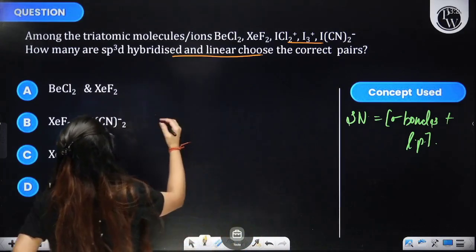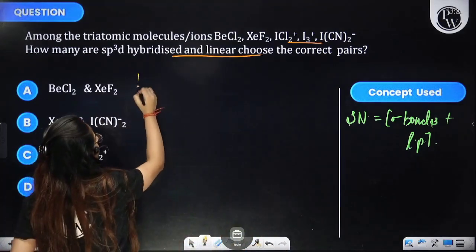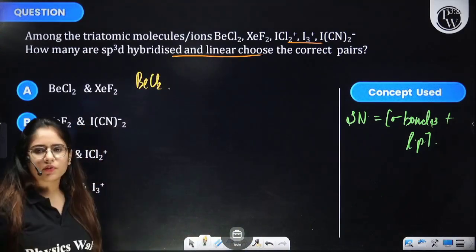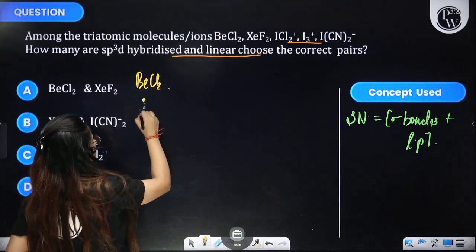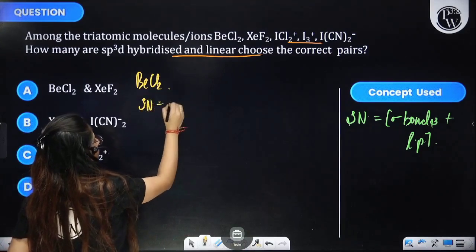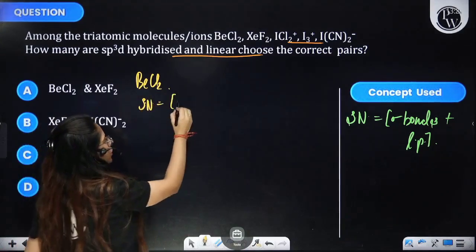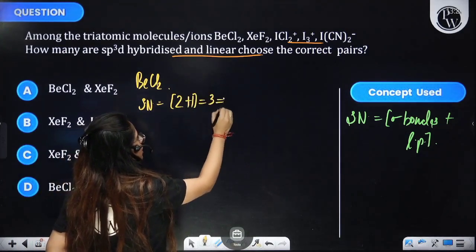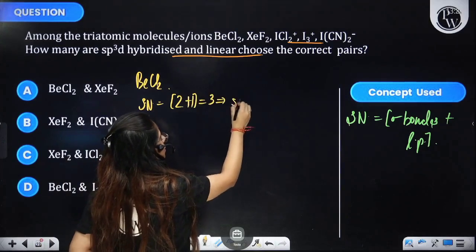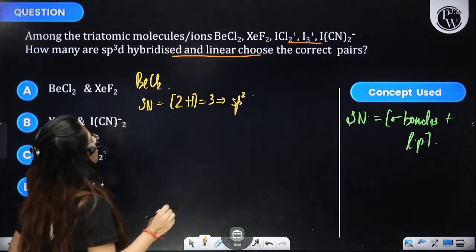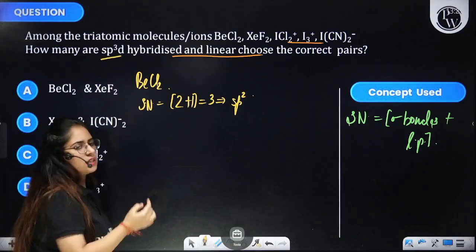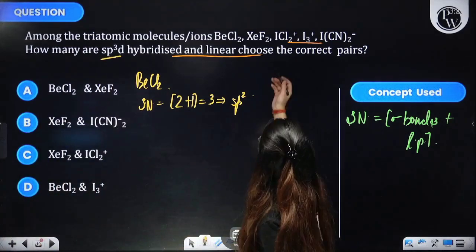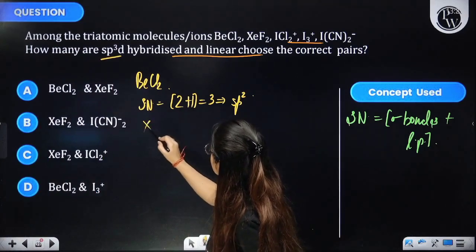We have been provided with BeCl2. Let's find the steric number for this. Number of sigma bonds are 2 and 1 lone pair. For 3, hybridization is sp2. But we have to consider sp3d, so we will not consider this option. Let's move further now. Then XeF2 molecule.